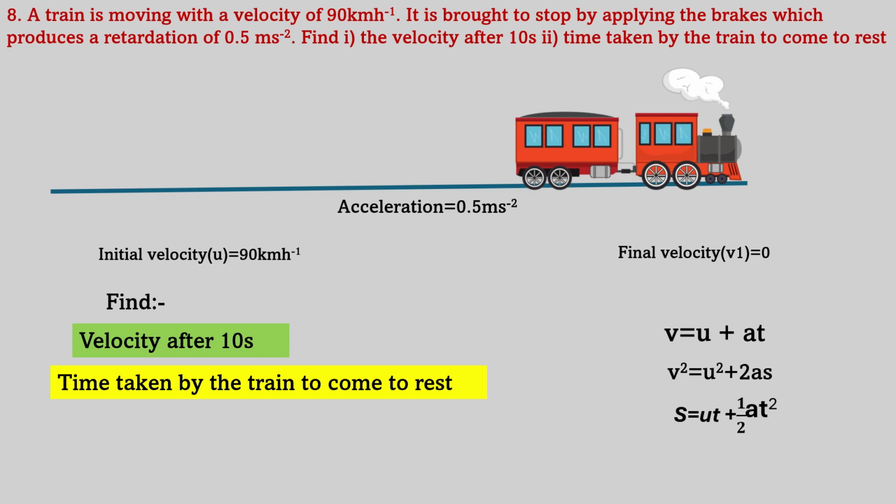तो v equal to u plus at, हम लोगों को provided है final velocity, when the velocity after 10 second if we are to find out. So final velocity we have to find out, initial velocity is 90 km per hour, acceleration or retardation is given as 0.5 meter per second square, and time taken is 10 seconds. So the first equation is suitable to solve this entire sum.